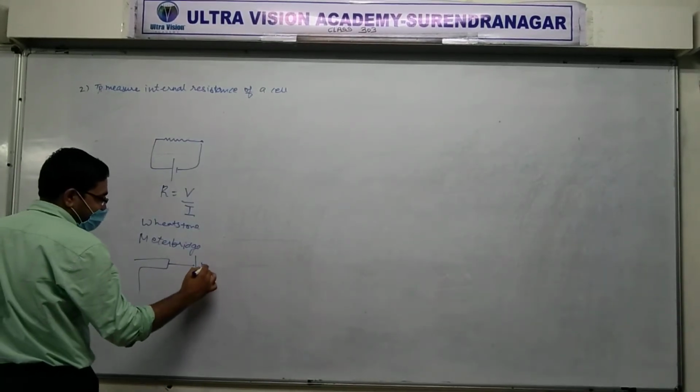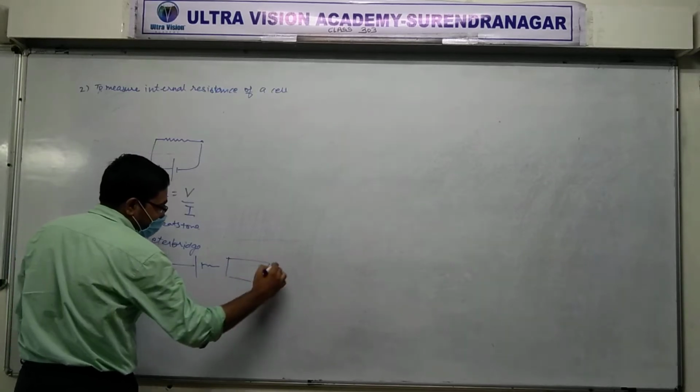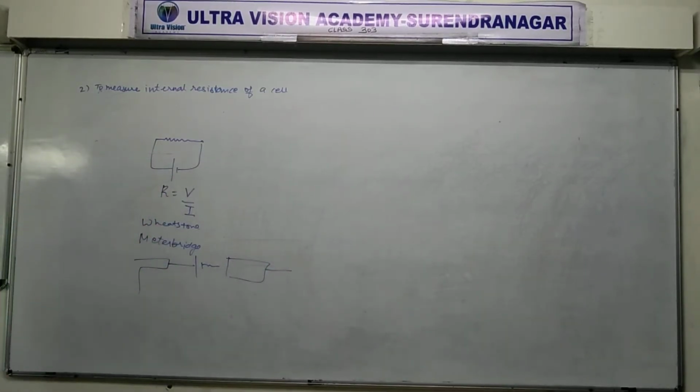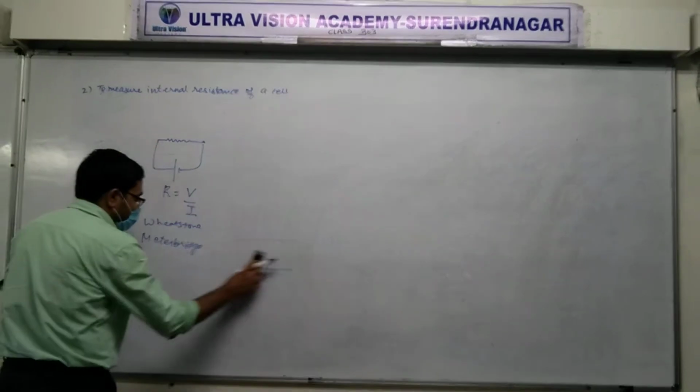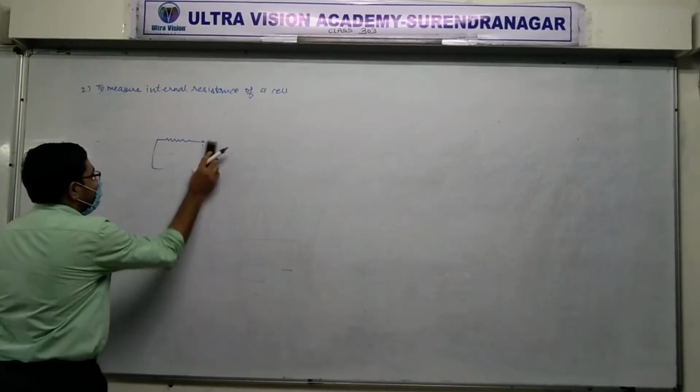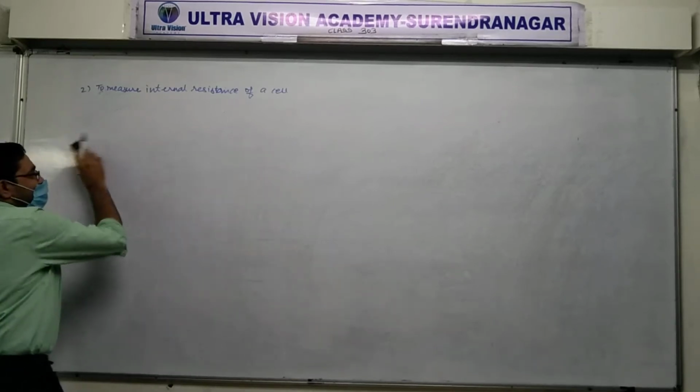It's not a cell. You get what I'm saying, right? It doesn't work that way. It has to be a resistor. So, to find the internal resistance of a cell, the potentiometer offers a very simple way.